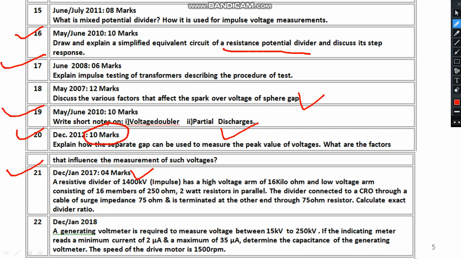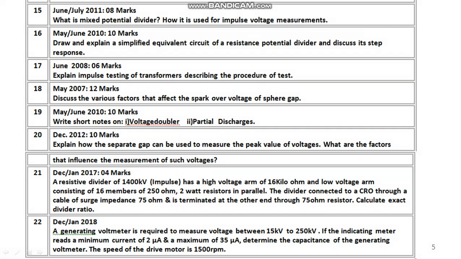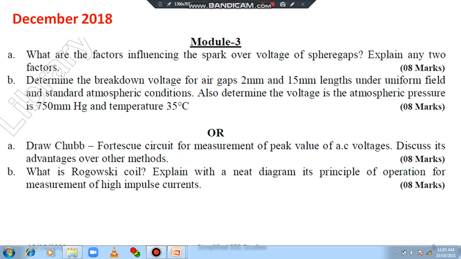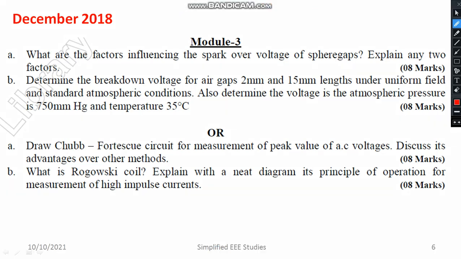Then another problem is related to generating voltmeter, that I have already covered. And I have also listed some important questions which I found in the recent question paper of the year 2018. What are the factors influencing the spark over voltage of a sphere gap? Mention at least two factors. Very simple question. Then this numerical example I have mentioned in the explanation itself.